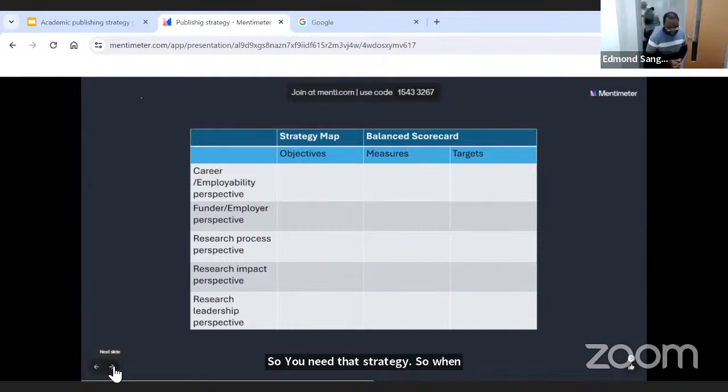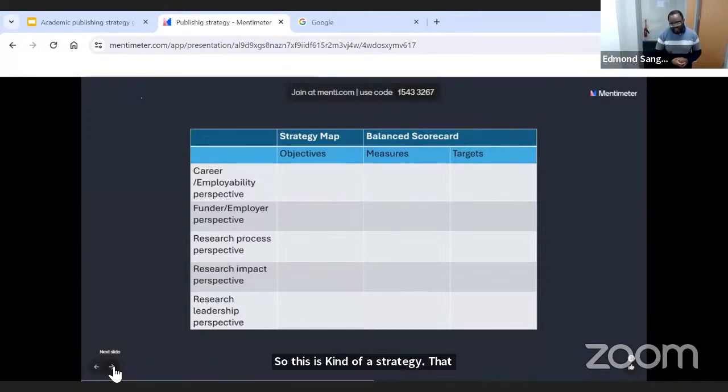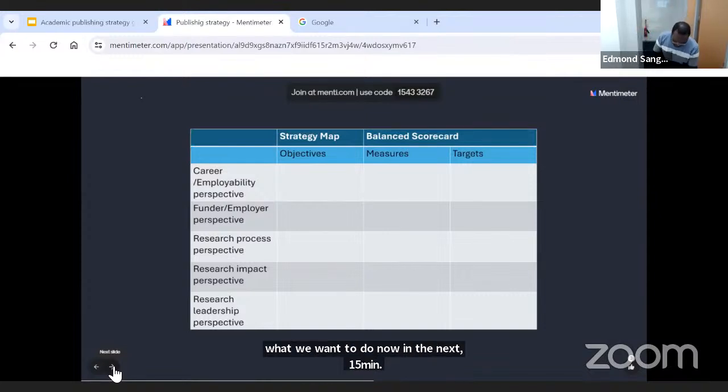So when you have your strategy map, the next thing is you need to balance your scorecard. That is, you look at the measures and the targets. How are you going to measure the career perspective? How are you going to measure the employer perspective, the process, the impact, and the leadership? Then you set your targets. So this is a strategy called the balanced scorecard strategy framework that you can use. You can just take this and write it down. So this is what we want to do now in the next 15 minutes. We want to develop preliminary ideas of this strategy map.